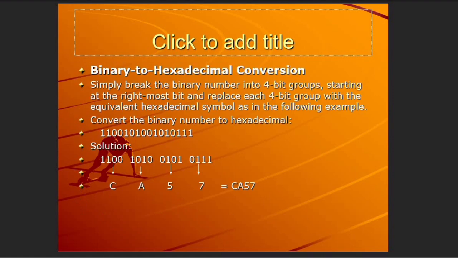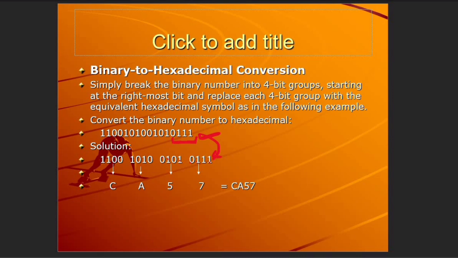Binary to hexadecimal conversion. For converting binary to hexadecimal, simply break the binary number into groups of 4 bits, starting at the rightmost bit, and replace each 4-bit group with the equivalent hexadecimal symbol, as in the following example. Convert the binary number to hexadecimal. For example, if we want to convert this number, we will group it into groups of 4 bits: 0111, 0101, 1010, 1100. We divide it into groups of 4 binary digits.